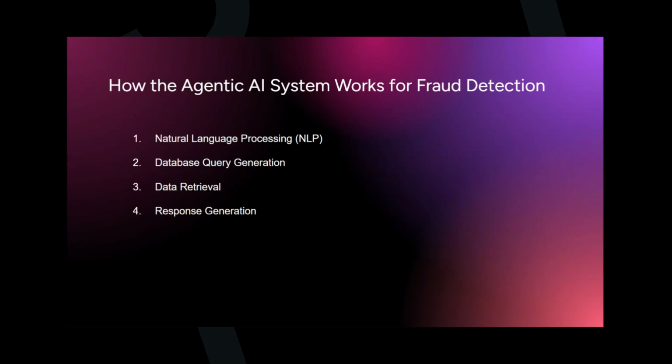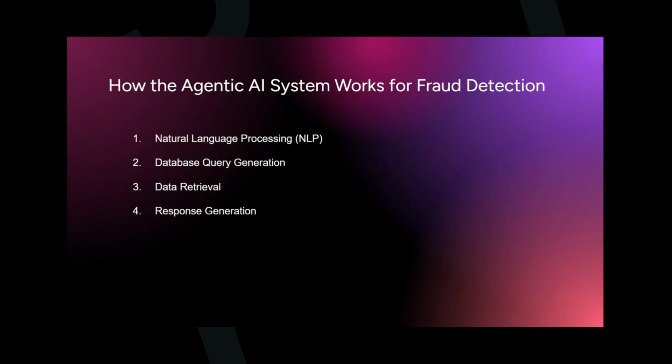How does an agentic AI system work for fraud detection? First approach, natural language processing, NLP. The system uses NLP to interpret the user query. It identifies key components such as transaction details, date ranges, fraud flags, and device information. Second, database query generation. Based upon the interpreted query, the agentic AI generates the structured database query, SQL, to fetch the required data from the transactional databases.